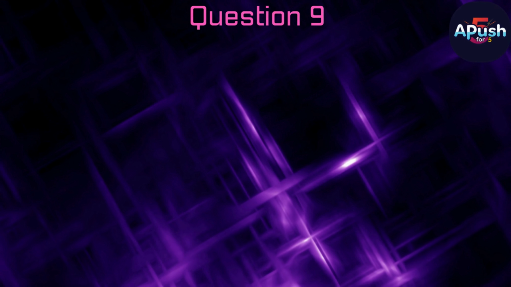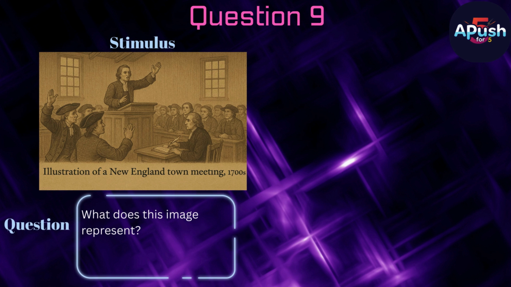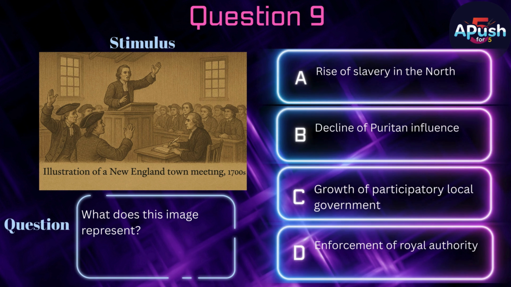Question 9. Stimulus. See the image. Question: What does this image represent? A. Rise of slavery in the North. B. Decline of Puritan influence. C. Growth of participatory local government. D. Enforcement of royal authority.